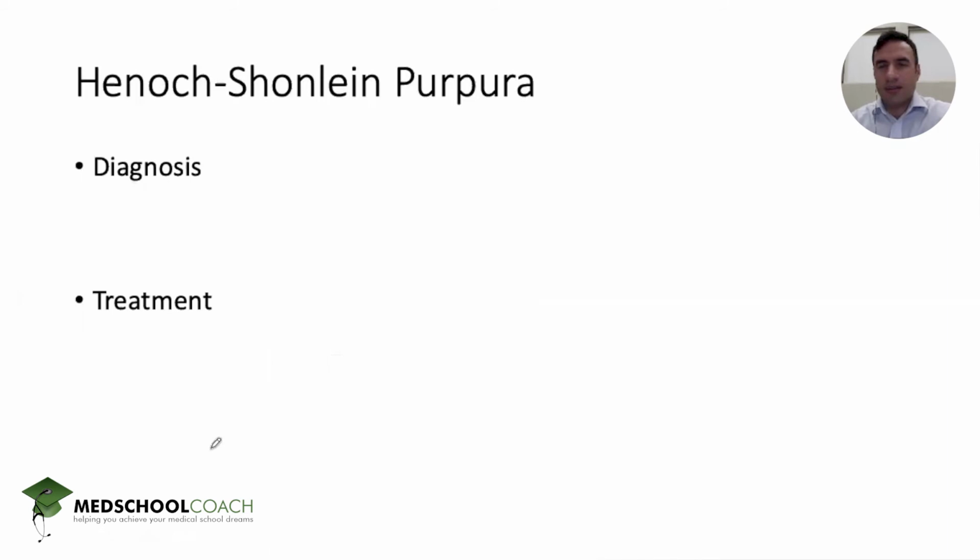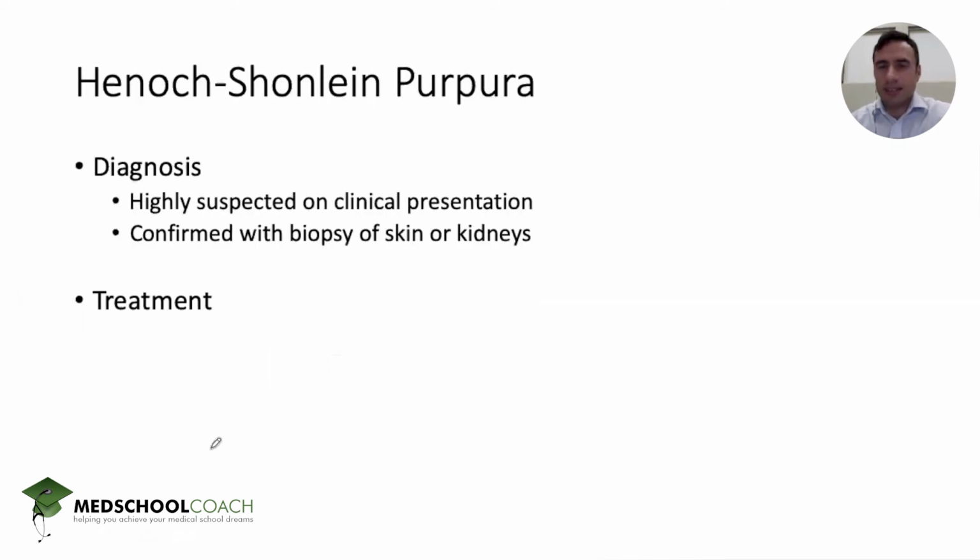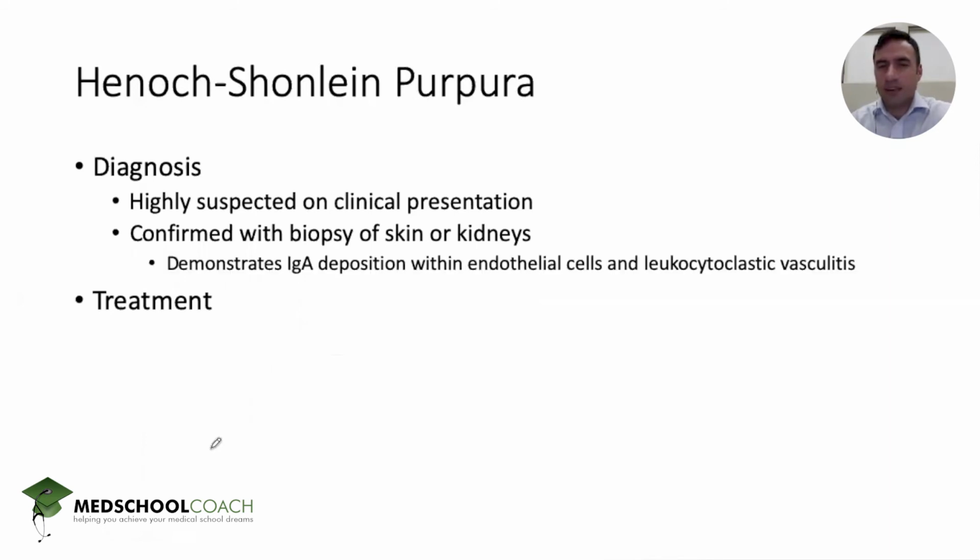So the diagnosis is suspected clinically. Again, the features are very classic. And then once suspected, it's confirmed with a biopsy. You can use either the skin or the kidneys, and it demonstrates IgA deposition within endothelial cells and leukocytoclastic vasculitis.